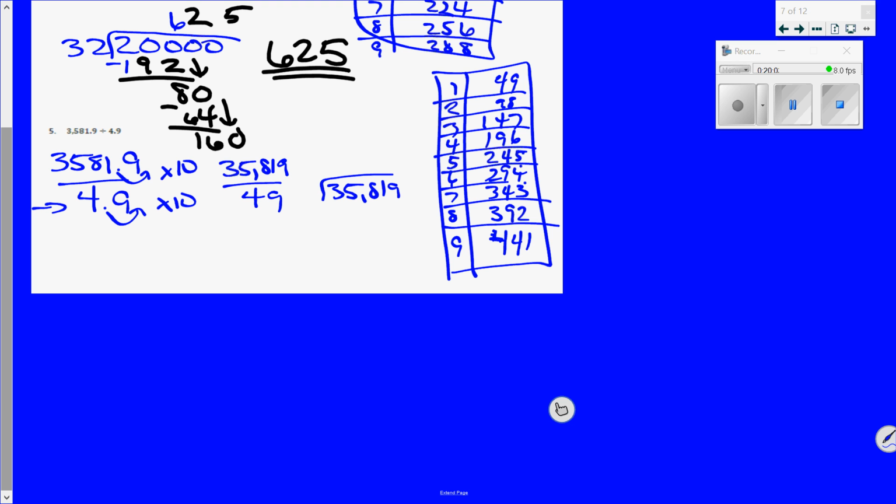So 35,819 divided by 49. Not going to go in the 3 or the 5. So 358, we're looking at 7 times. Subtract 343, gives me a 5, 1, bring down a 1. 151 is going to go 3 times. Subtract 147, gives me 4, bring down a 9. 49 is going once. So my answer was 731. Everybody good?